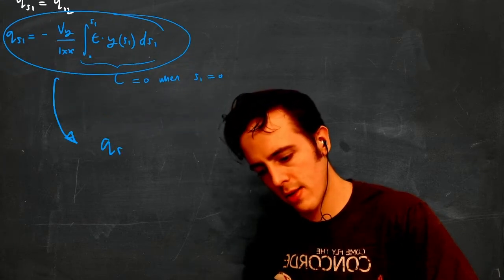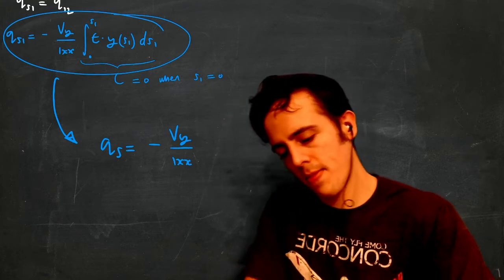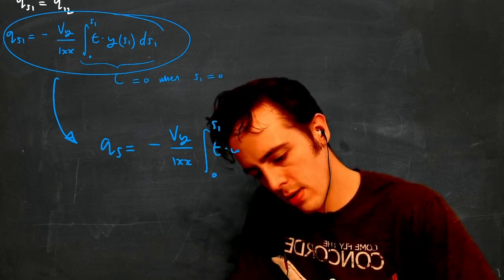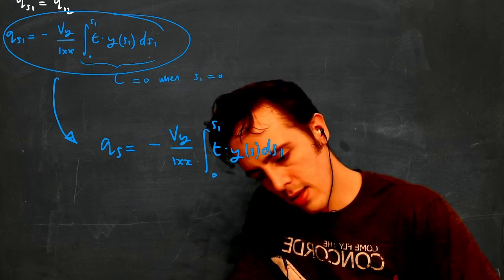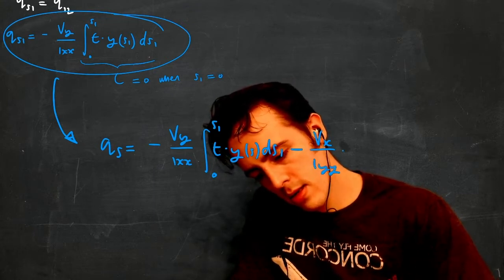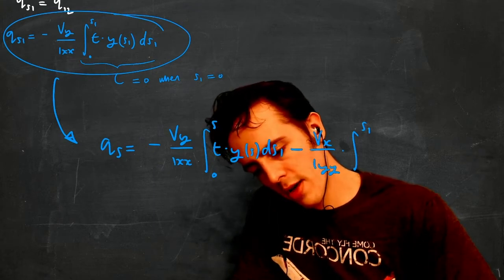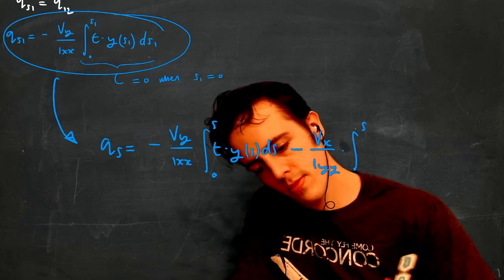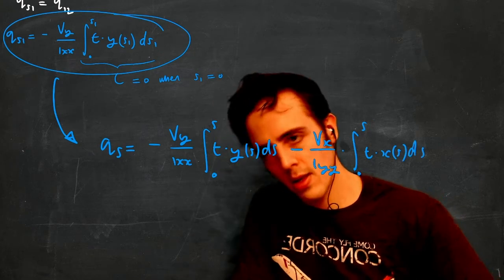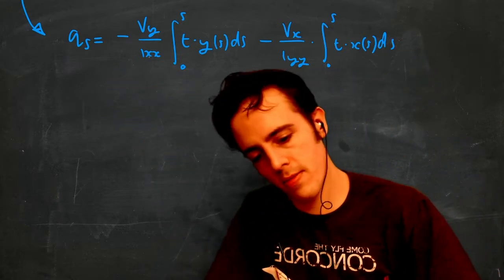We'll say qs is equal to minus Vy on Ixx, S1 to 0, thickness, Ys ds1, minus Vx. Let's get rid of those ones because I want to do this as a generalized expression. So this expression here is the open section shear flow distribution.